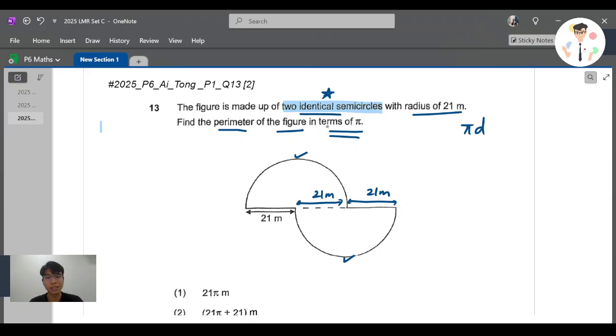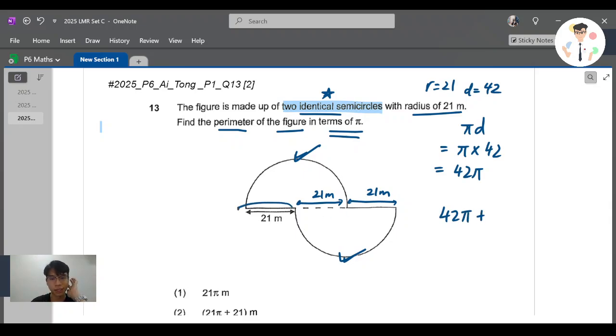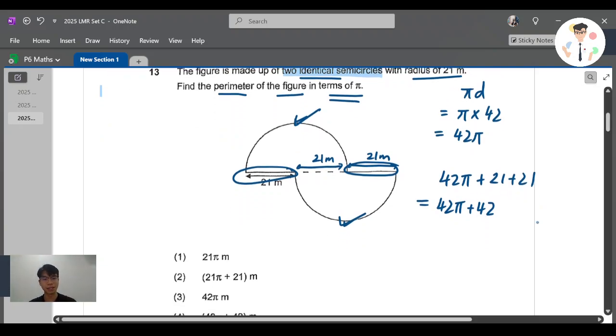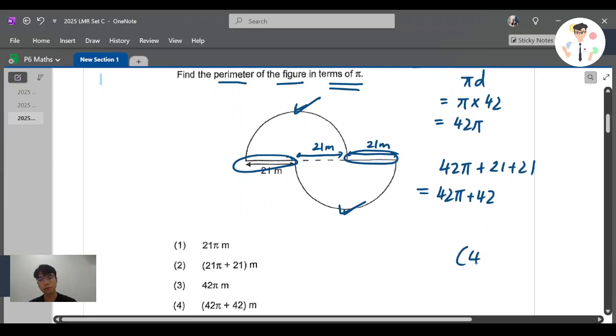Again, the question used the words in terms of pi, so it means that we don't need to find the value of pi here, and we times it with the diameter. The radius is 21, so the diameter will be 2 times 21, which is 42. So I know it's actually 42 pi. This means that here plus here is 42 pi. And I need to add this part 21 and this part 21. So 21 plus 21 is 42, and the answer is 42 pi plus 42. That is basically the answer, which is option number 4.